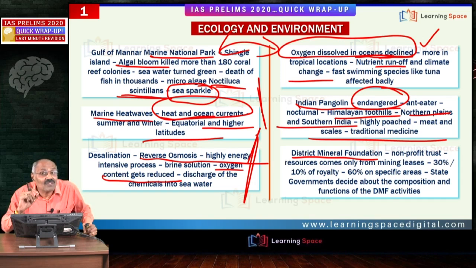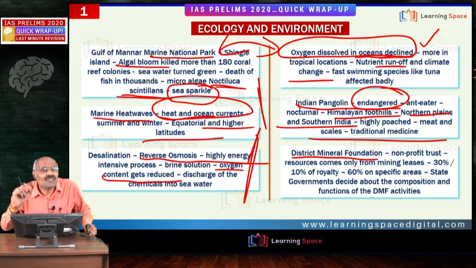And district mineral foundations, here certain percentage of royalty, friends, for the mining leases given prior to January 12, 2015, 30% they have to pay. And after January 12, 2015, 10% of royalty will go to the District Mineral Foundation Fund. And another important aspect is 60% money that is to be utilized on certain activities in the location. That is the most important aspect. Friends, this 30%, 10%, 60%, please don't forget.